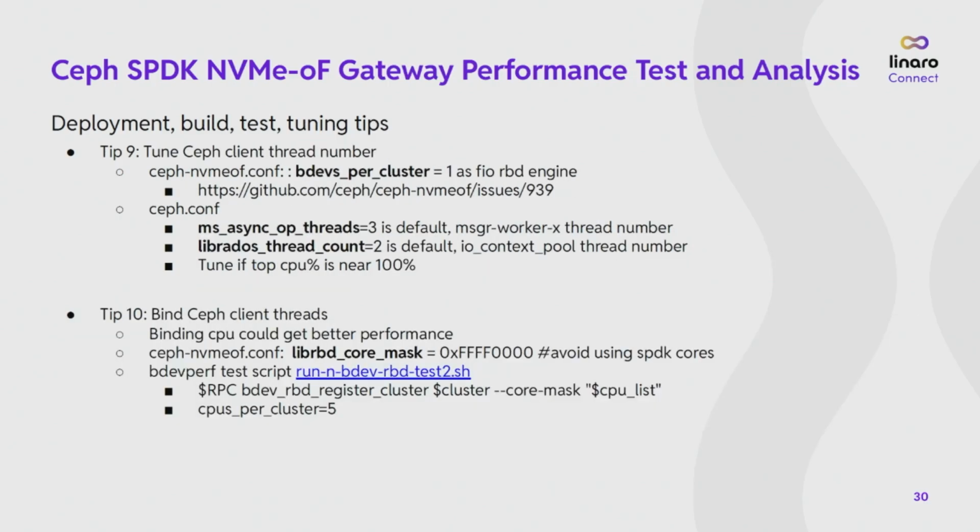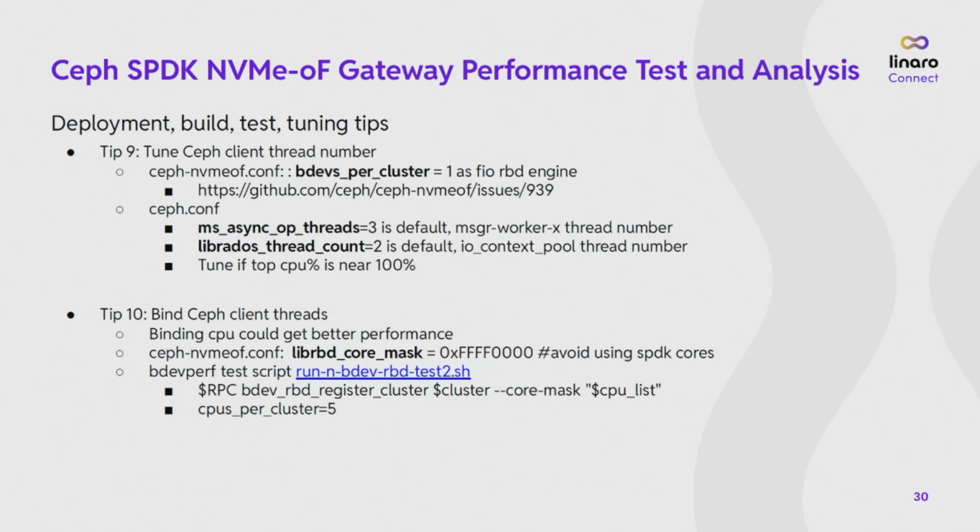Tip 9 is about the Ceph thread number. By default, for one Ceph connection, there will be 3 messenger worker threads and 2 IO context pool threads. If we see the CPU usage is nearly 100%, you need to tune it and increase the thread number.